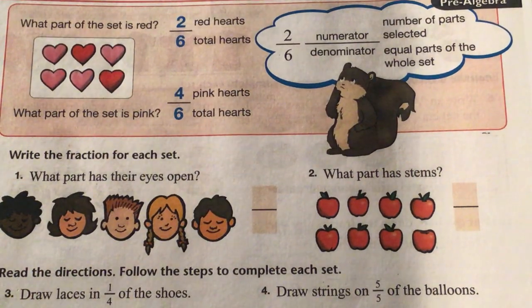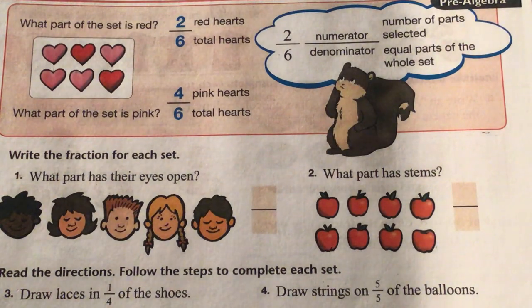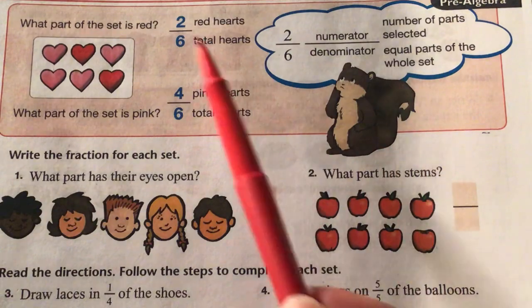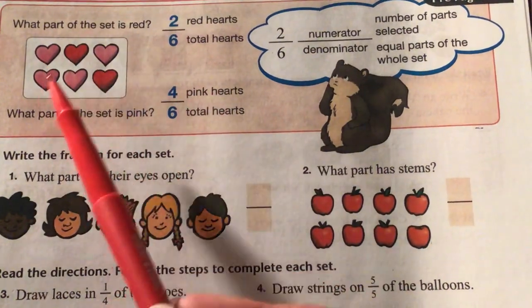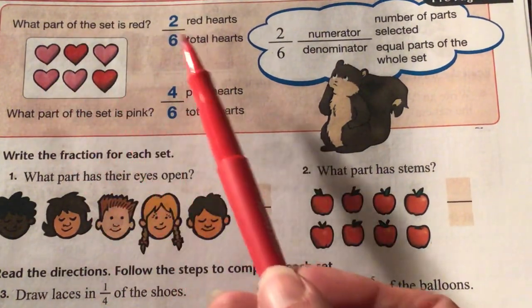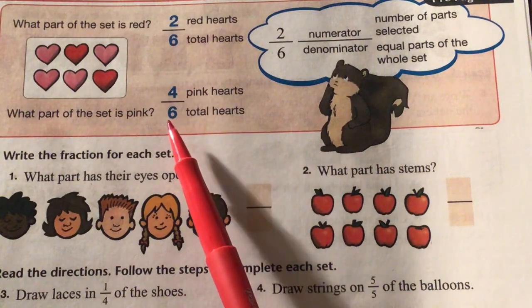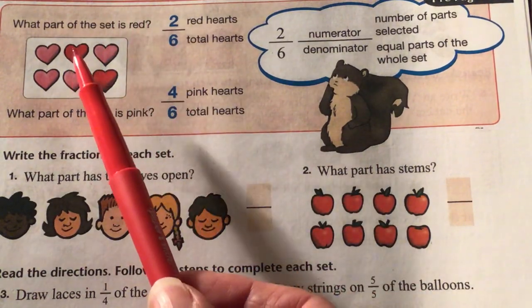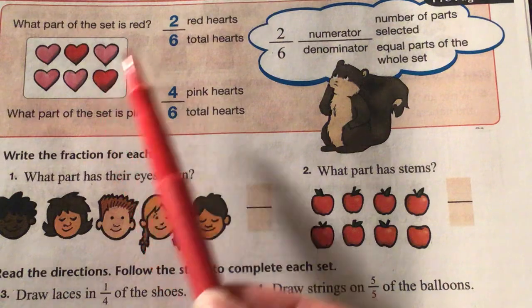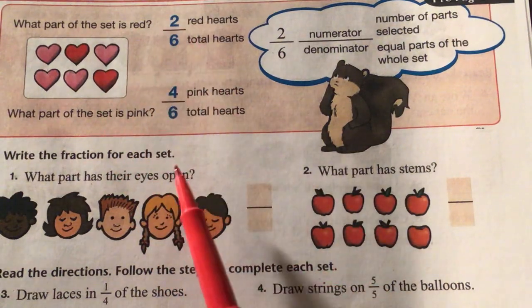Today we are looking at fractions, but specifically using fractions to describe part of a set. If we look at the information box at the top, it says, what part of the set is red? We have a group of hearts. Well, how many hearts do we have? That's our denominator, right? We have 2, 4, 6 hearts all together. So that's always our denominator. Okay, and we count how many are red. 1, 2. So 2 of the 6 hearts are red.